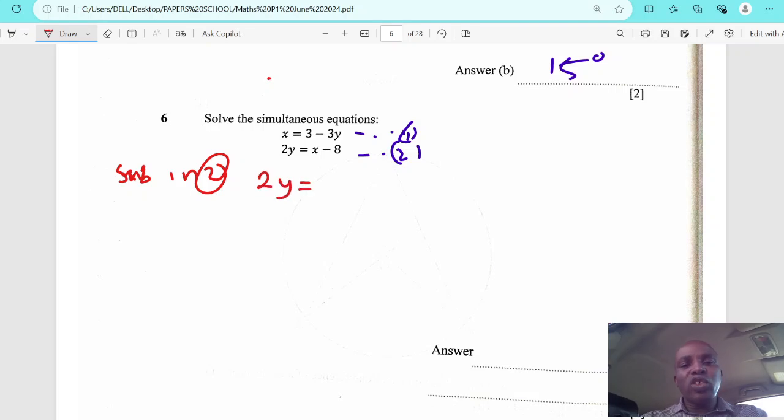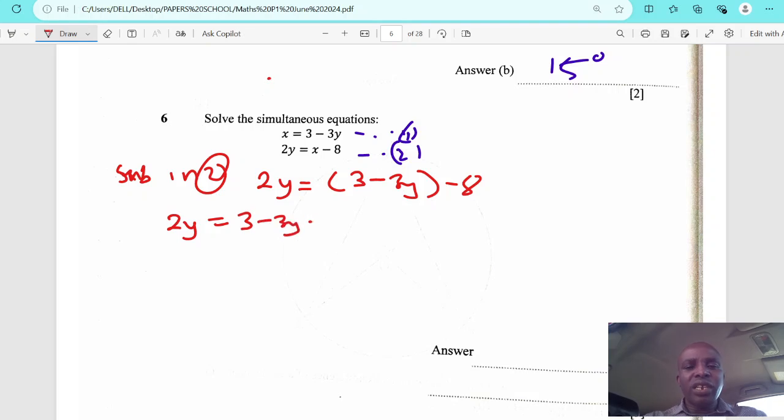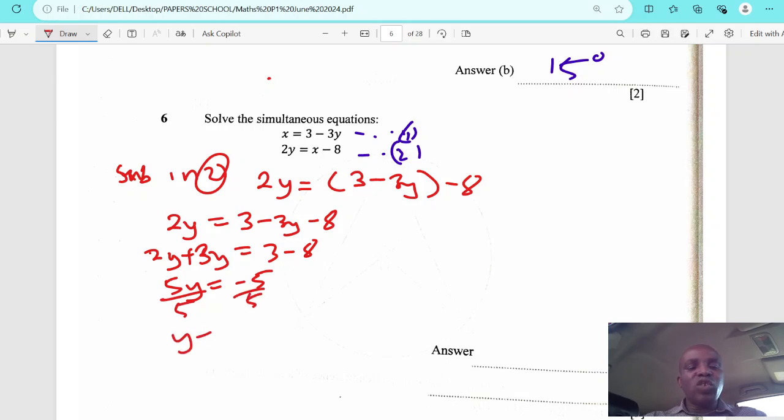So 2y is equal to 3 minus 3y, then minus 8. Then now solve. 2y is equal to, remove the bracket, 3 minus 3y, minus 8. Collect like terms. 2y plus 3y is equal to 3 minus 8. Then this will give you 5y is minus 5. Divide by 5 both sides. You get y is equal to negative 1.